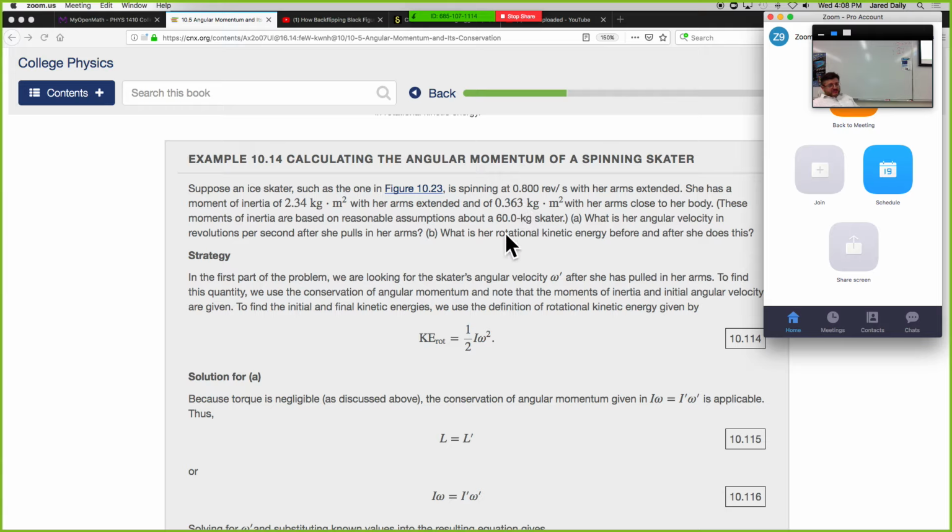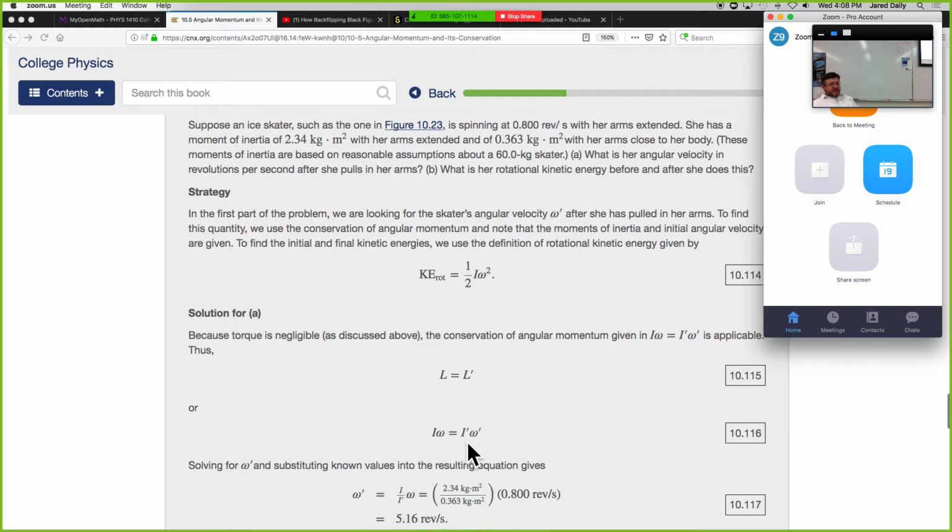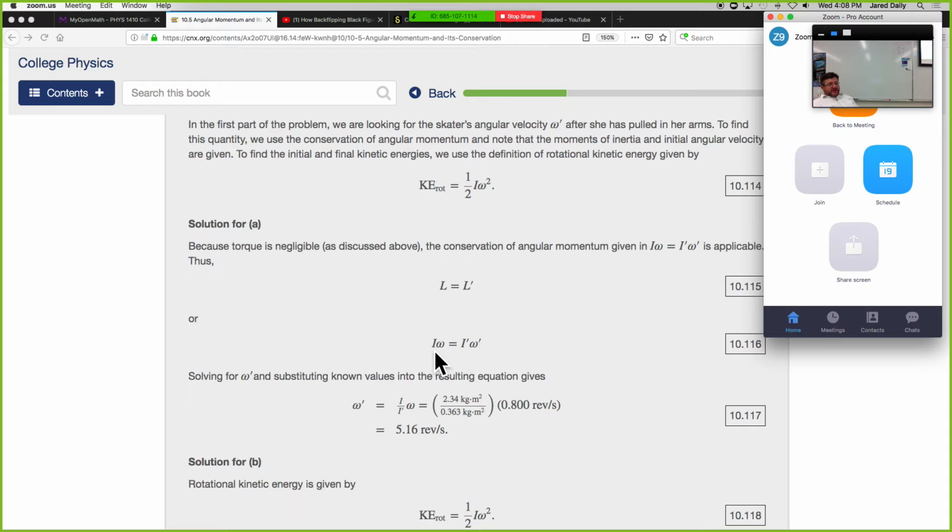Well, angular momentum will be conserved. That means your initial momentum equals your final momentum. That means your I omega is going to equal your I prime omega prime. They tell us the I and the omega, and they tell us the I prime, but they don't tell us the omega prime, so we solve for that. And then we just plug everything in and we're done. 5.16 revolutions per second when you pull in the arms, after you started with less than 1 revolution per second.